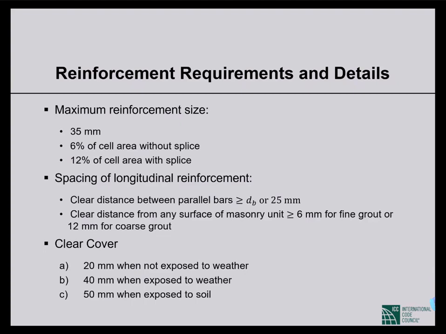Now, spacing of longitudinal reinforcement is similar to reinforced concrete. Spacing between two bars will be 25 millimeters or the bar diameter. The clear spacing from a rebar to the nearest surface of the masonry unit is 6 millimeters if we use fine grout, and 12 millimeters if we use coarse grout, because coarse grout contains coarse aggregate, right? So that the grout can be placed easily in between the rebar and masonry unit. That's why these limitations on clear distance between the masonry unit and the bar are there.